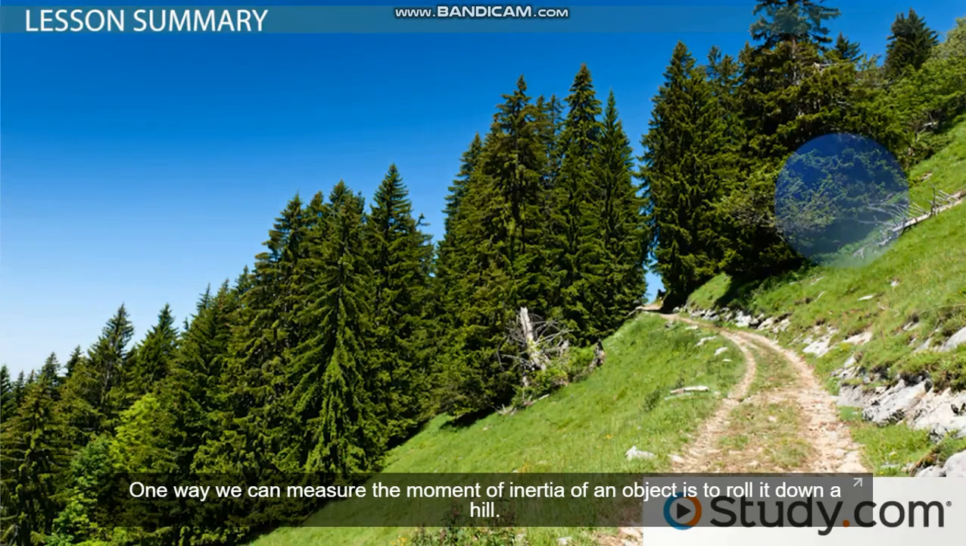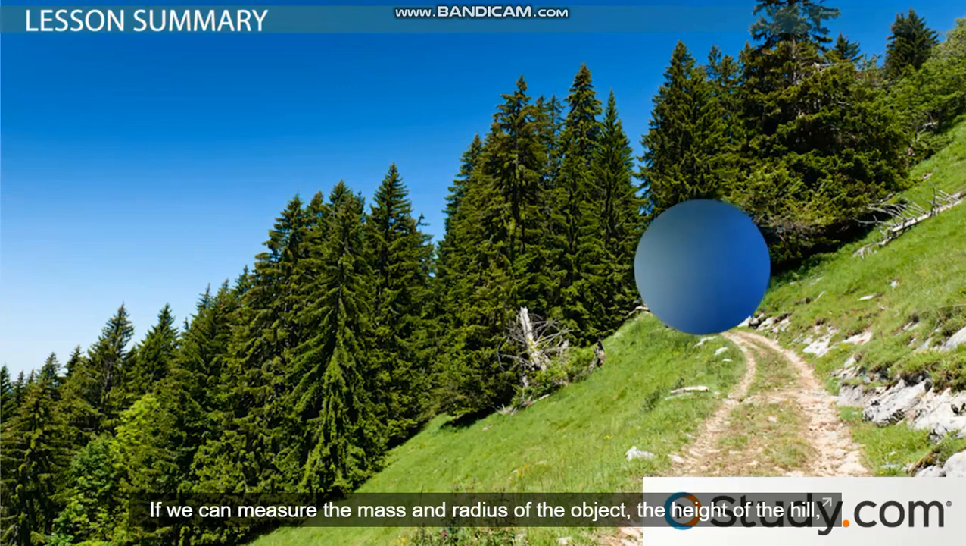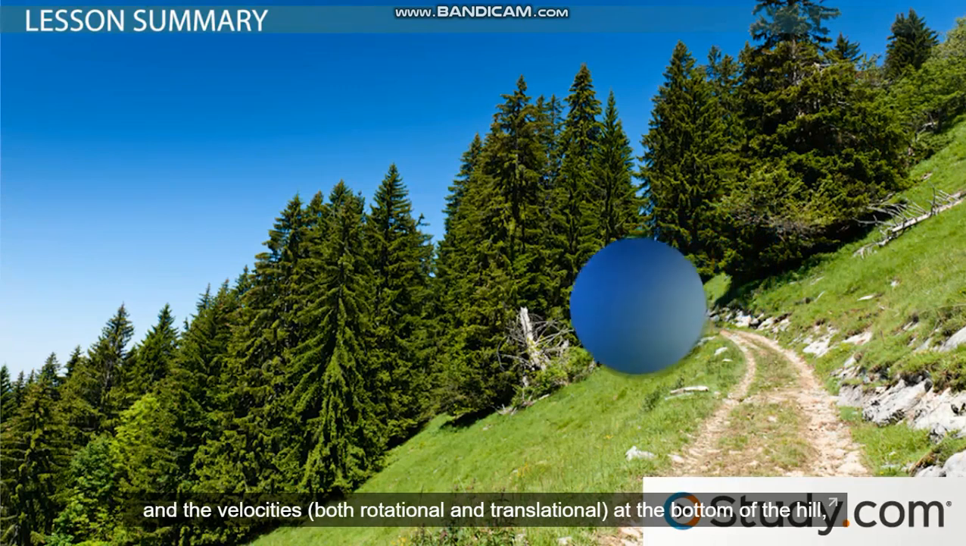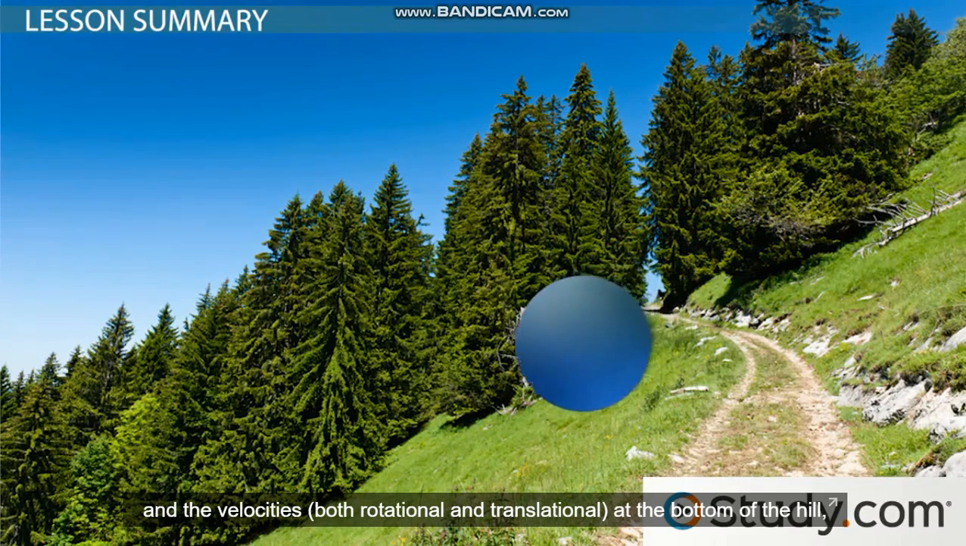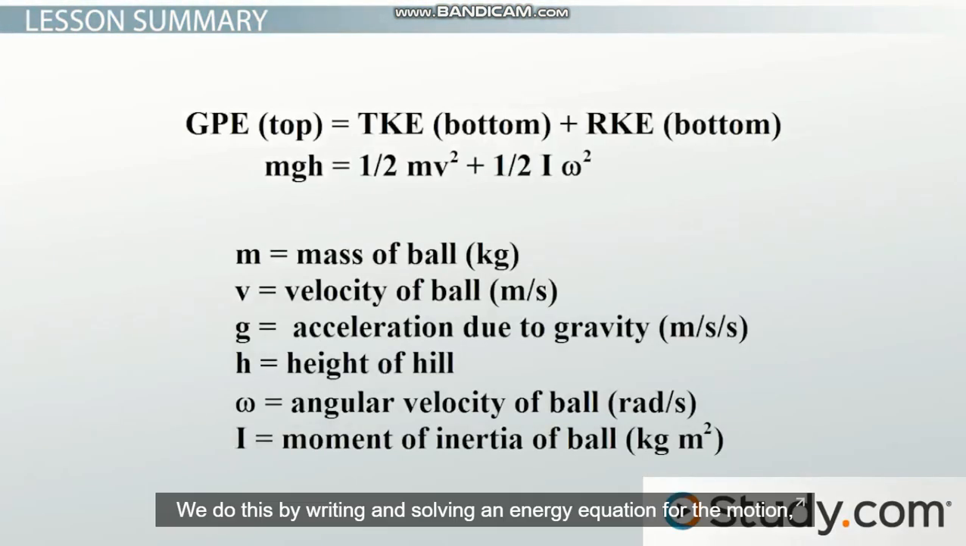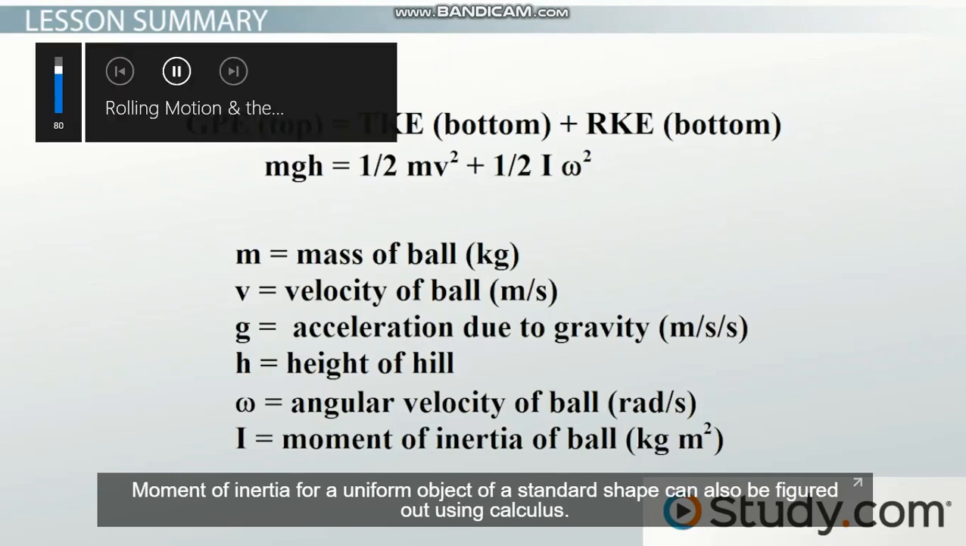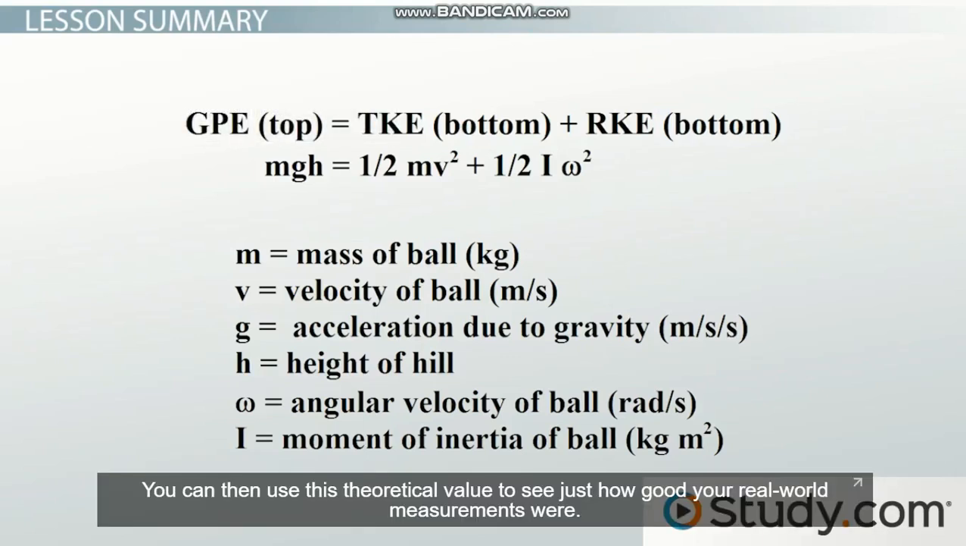One way we can measure the moment of inertia of an object is to roll it down a hill. If we can measure the mass and radius of the object, the height of the hill, and the velocity of both rotational and translational at the bottom of the hill, we can use those to figure out the moment of inertia. We do this by writing and solving an energy equation for motion, one that says gravitational potential energy at the top of the hill is equal to the sum of translational and rotational kinetic energies at the bottom of the hill. Moment of inertia for a uniform object of a standard shape can also be figured out using calculus. You can then use this theoretical value to see just how good your real-world measurements were.